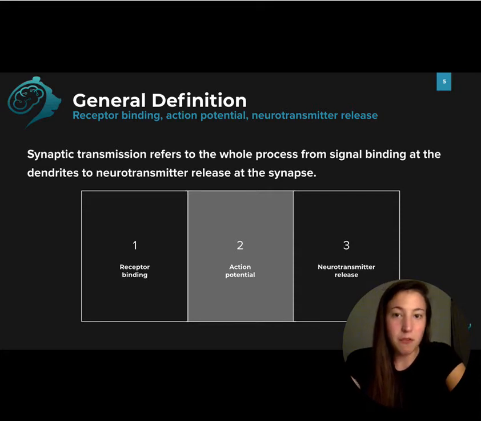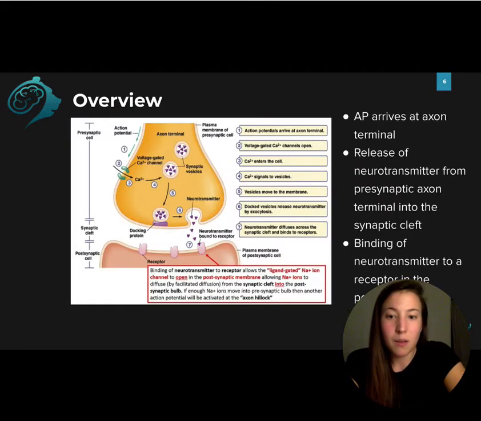Depending on the type of neuron or the type of channel, signals can be inhibitory or excitatory. Excitatory transmissions will depolarize the membrane, causing an action potential, and inhibitory transmissions will hyperpolarize the membrane and prevent an action potential. So this is a quick schematic of the synapse.